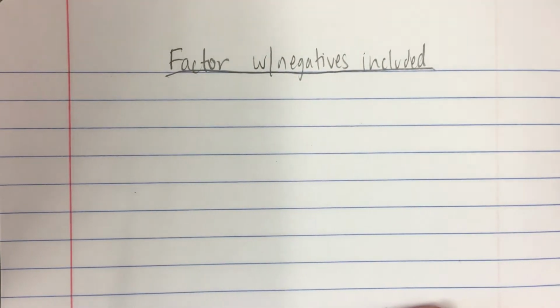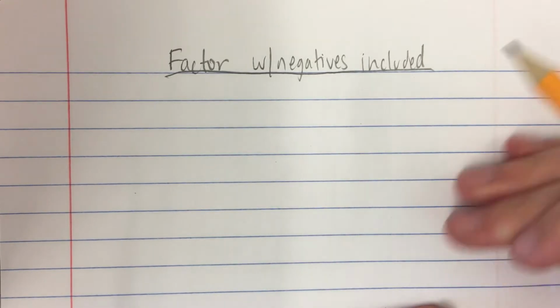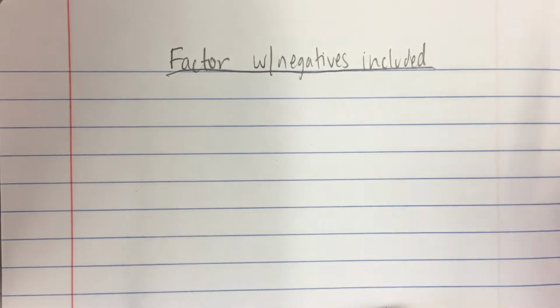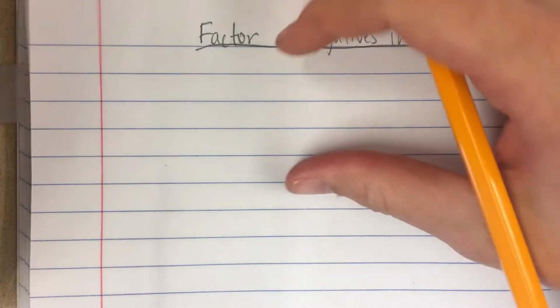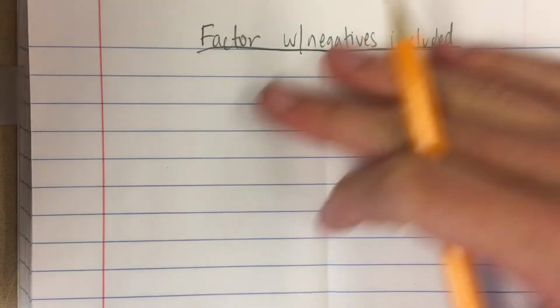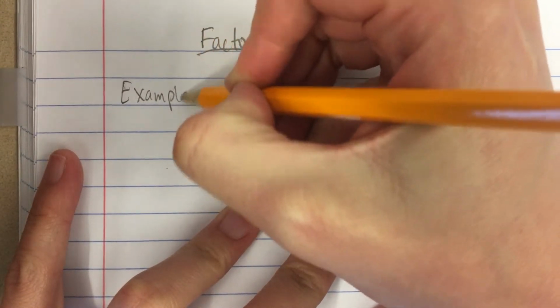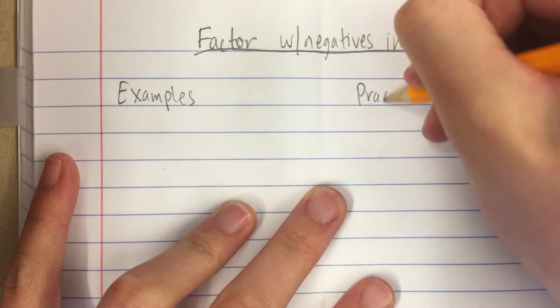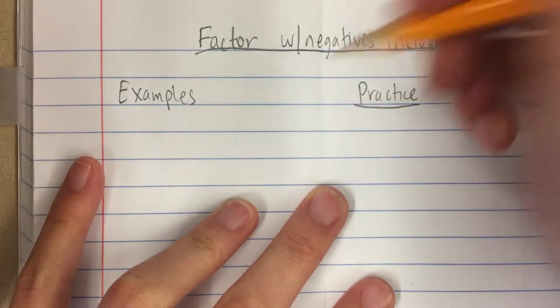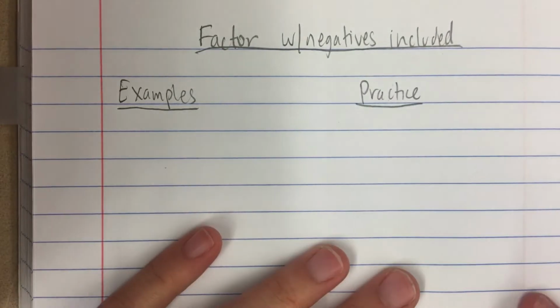So I want you to have a chance to see some examples and try some problems and see me work through them before you do some practice, okay? So these are kind of similar to our regular notes. You can go ahead and fold your page in half. Okay, examples on one side and practice on the other. And we're just going to do 2, so not too much.